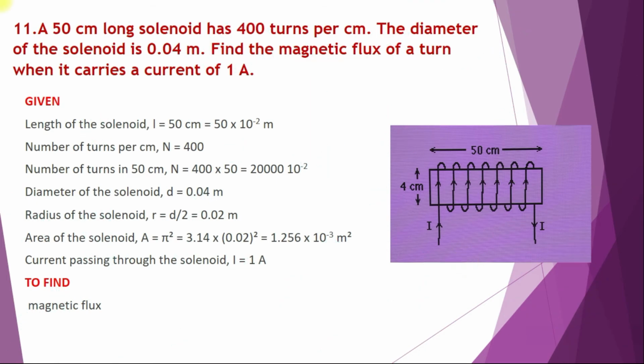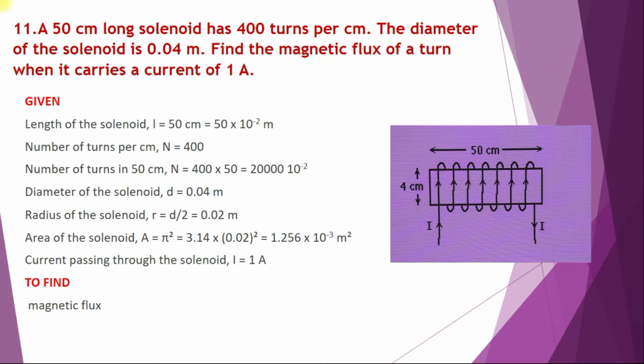Eleventh problem. A 50 centimeter long solenoid has 400 turns per centimeter. The diameter of the solenoid is 0.04 meter. Find the magnetic flux of a turn when it carries a current of 1 ampere. So the given data is length of the solenoid L is equal to 50 centimeter, which we are supposed to convert into SI unit, which is 50 into 10 power minus 2 meter.